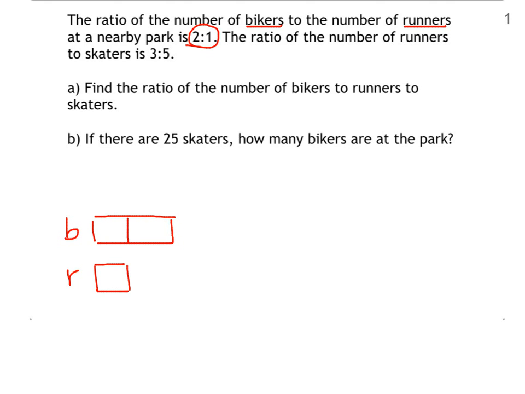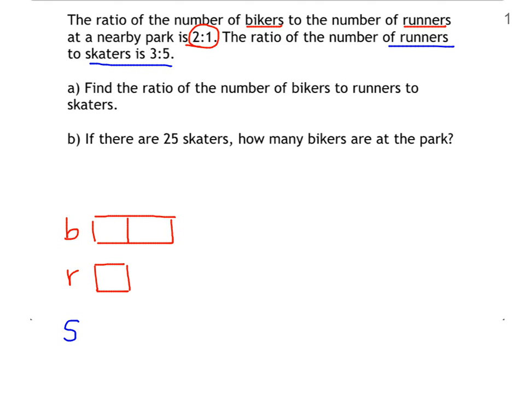Okay, now this is a three-way relationship, so we know how the bikers relate to the runners, and we're also told in the second half how the runners are related to the skaters. So I'm going to add the skaters in here. It seems that the runners to skaters are at a ratio of 3 to 5. So let's make a space for skaters. Now, here's the tricky part.